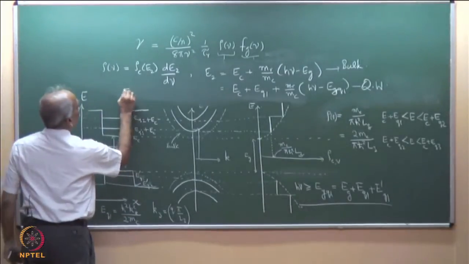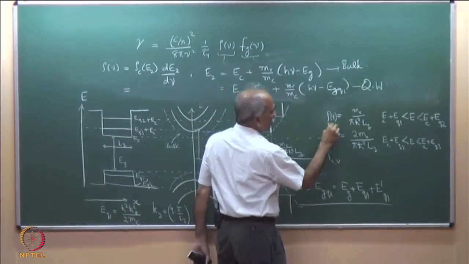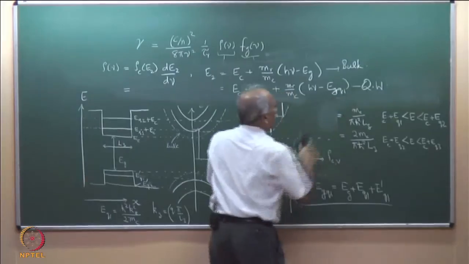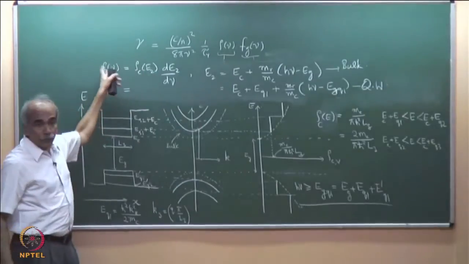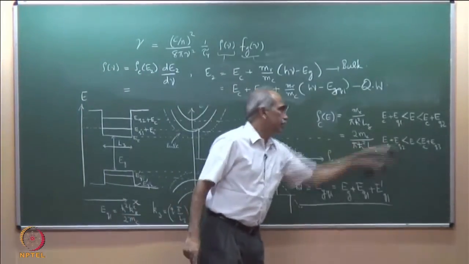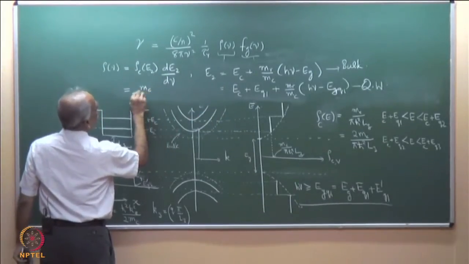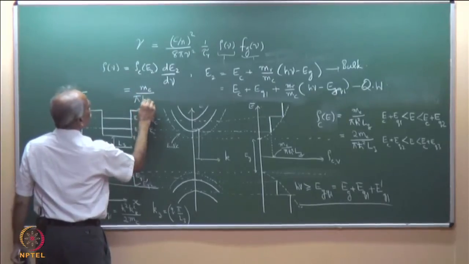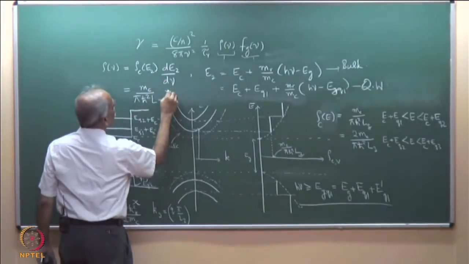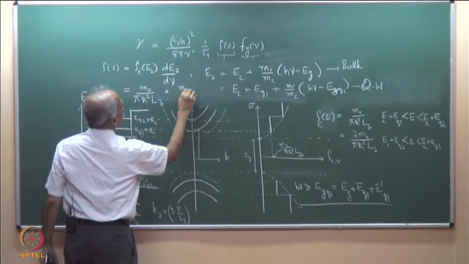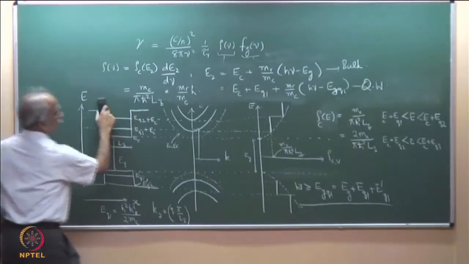Therefore, you substitute here rho c of E, because I am finding rho of nu. Rho c of E was this expression. So, you substitute for the first one. This is Mc by pi h cross square into Lz into dE2 by d nu, which is Mr by Mc into h. That is all.